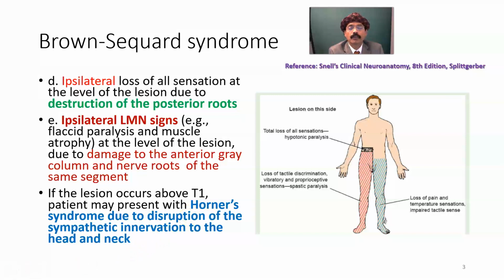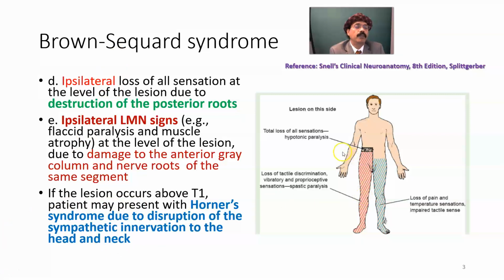We'll get Horner syndrome if the lesion occurs above the T1 segment of the spinal cord. This will cause disruption of the sympathetic innervation to the head and neck, and we'll get Horner syndrome along with Brown-Sequard syndrome.